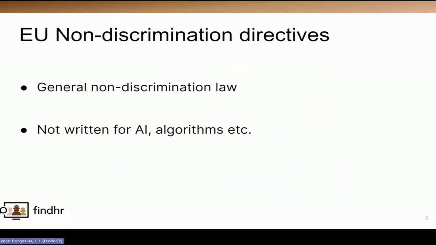So this first block of the lecture today is all general non-discrimination law. It wasn't specifically written for AI algorithms or the digital society. So it is the same non-discrimination rules that are applied to people that are denied entrance to a nightclub, or people who feel discriminated against in a traditional recruitment process, etc.